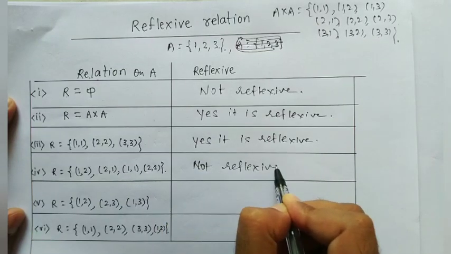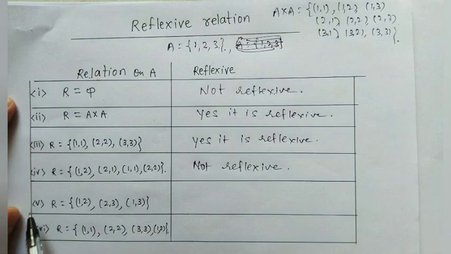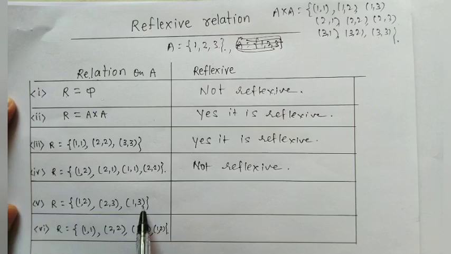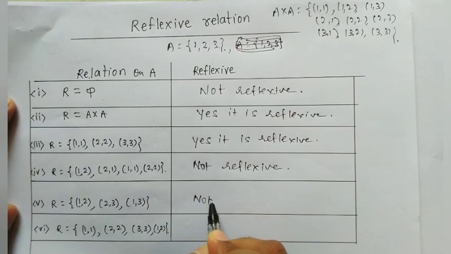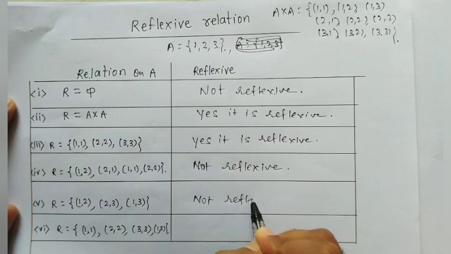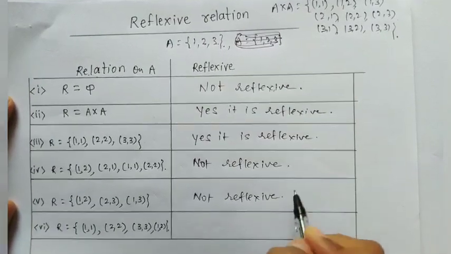Idea is clear? Okay, now come to fifth relation. 1 comma 2, 2 comma 3, 1 comma 3. Oh, this relation definitely is not reflexive because we are not having 1 1, 2 2 or 3 3, and we are having extra entries. No problem, we are having extra entries, but we are not having 1 1, 2 2, 3 3. So it is not reflexive. Is it clear? It is very easy to identify.